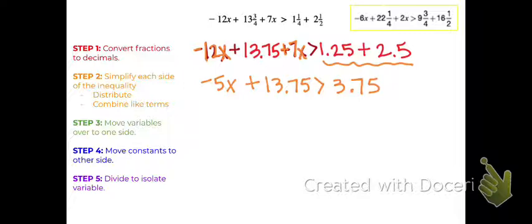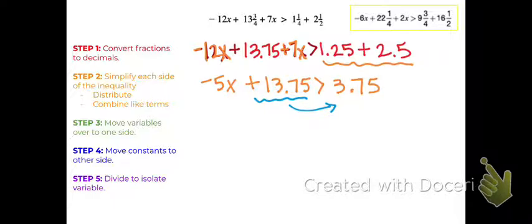Now I want to collect all of the variables on one side. And notice all of my x's are already on the left side, so I don't need to move anything for that step. But step 4 says to move all the constants, all those regular numbers, to one side. So I'm going to move all of my constants over to the right side, since my variables are already on the left side. So I just can take that plus 13.75 and move it to the right side.